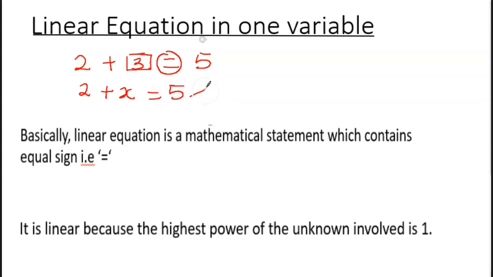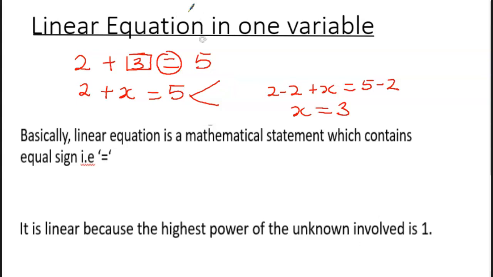And under that, we were told that if you want to find x, then we need to subtract 2 from each side. So you have 2 minus 2 plus x is equal to 5 minus 2. So 2 minus 2 will be 0, and then you have x being equal to 3. Okay, that is what we were told. So this is a mathematical statement in which both sides of the equal sign are the same. So what is a linear equation?